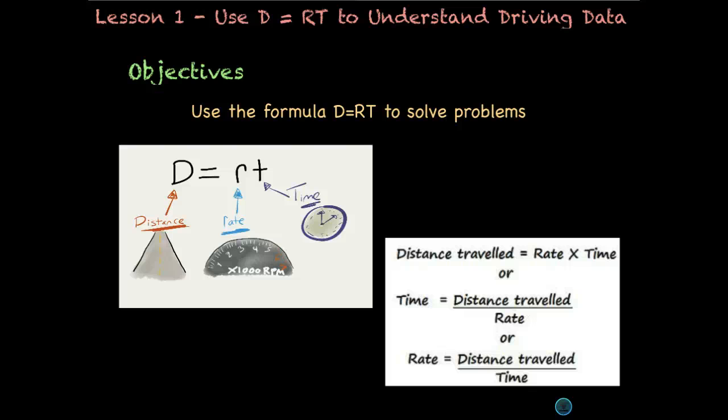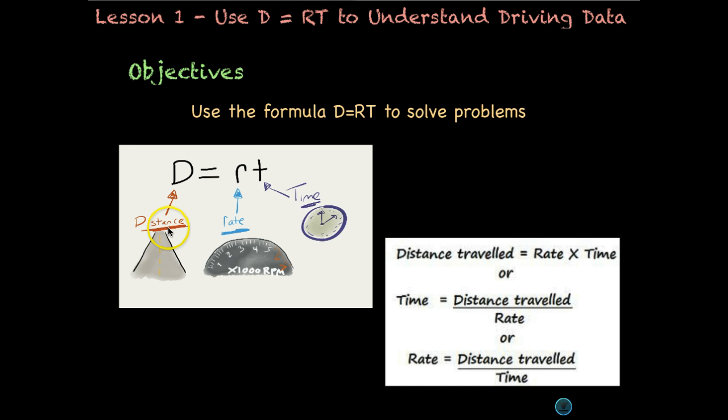Welcome to Lesson 1. We are going to use the D equals RT formula to understand driving data. Our objectives are to use the formula distance equals rate times time. Oftentimes when we drive, we ask ourselves how long is it going to take to get somewhere, or we need to drive in order to get somewhere in a certain time, or how far is it going to be if we drive for this long over a given rate.